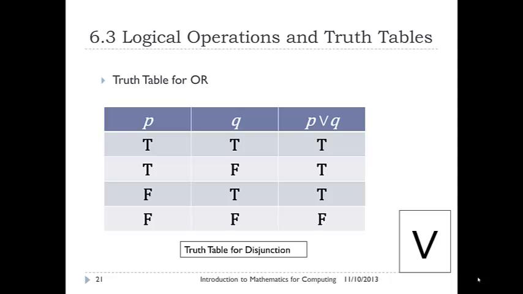The second combination here, let's take P to be true, Q to be false. Well, then the compound statement P or Q will also be true in this case. The third combination, P is false, Q is true, P or Q is going to be true in this case. And finally we have P is false, Q is false. In that case, P or Q will be false also. So this is the truth table for the OR logical operator, or the truth table for disjunction.